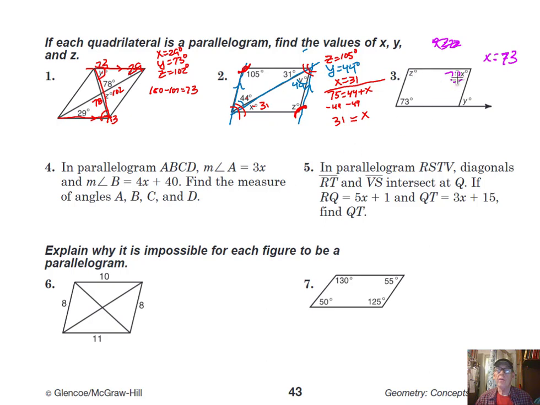And here we have the same side interior angles. Again, if this side and this side are parallel to each other, and I draw the parallel line through here, this side becomes a transversal. These angles are going to be supplementary. So 180 take away 73 comes out to be 107. So z is 107 degrees.